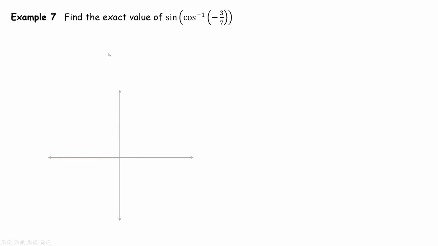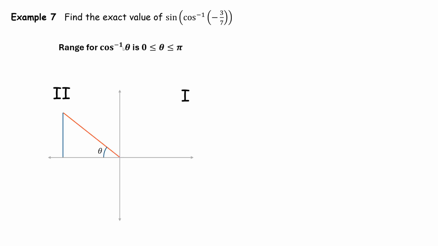Okay, so find the exact value of sine of the angle whose cosine is negative 3/7. Or you could say sine of inverse cosine negative 3/7. The first thing you want to do here is remember that the range for inverse cosine is from 0 to pi. So it's the first and second quadrants that you get angle values for inverse cosine. We're looking for the angle whose cosine is negative 3/7. That is a negative cosine, so that means it's going to be in the second quadrant.